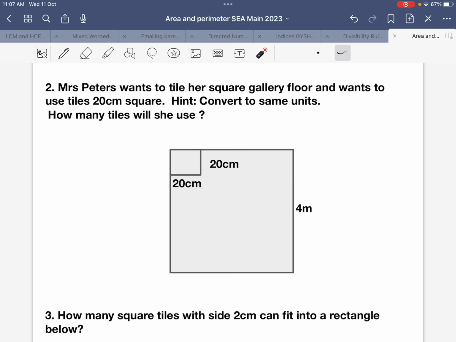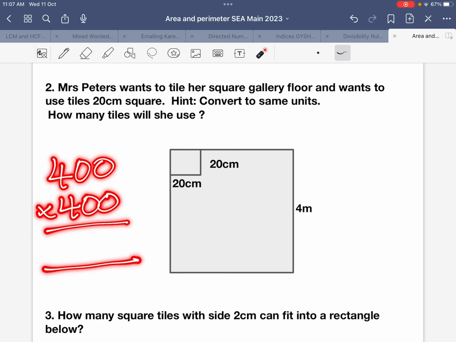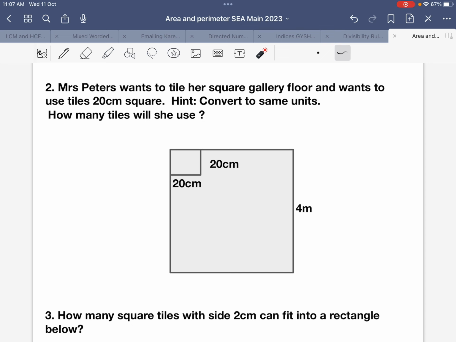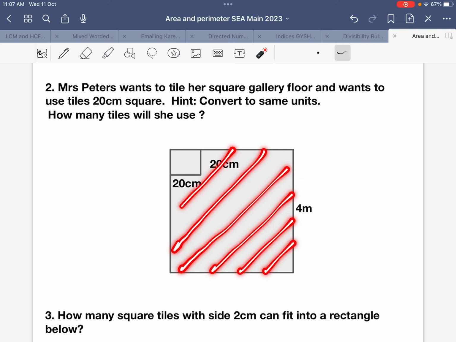So 4 meters will be equal to 400 centimeters. So 400 centimeters by 400 centimeters will give us the area of the floor, and that will be 160,000. So we need to divide this entire area, 160,000, by the area of one tile to determine how many tiles can fit in this area.